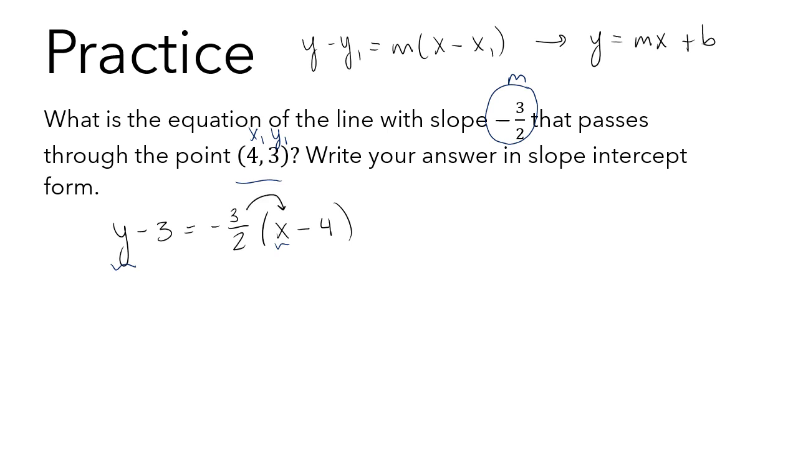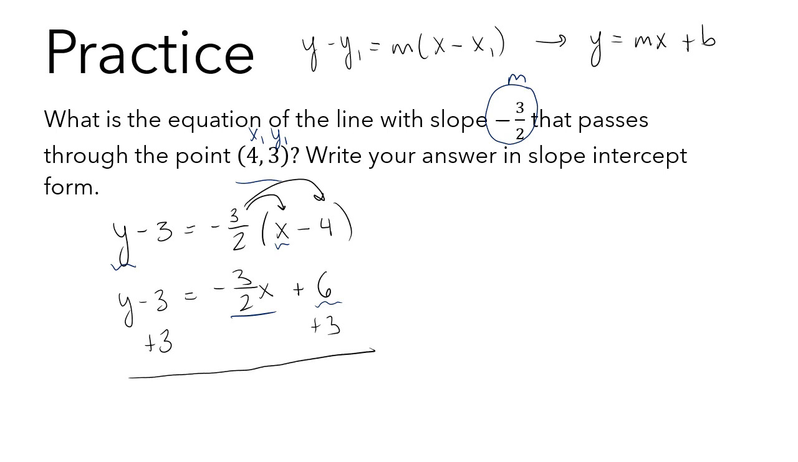Now I'm going to distribute this to both terms. Distribute means to multiply by both of them. On the left I still have y minus 3. Then I'll have negative 3 over 2x. Then negative 3 over 2 times negative 4 is actually positive 6. Lastly, I just need to add 3. I don't add 3 to negative 3 over 2x. I add it to the 6, plus 6, because those are like terms. So we get y equals negative 3 over 2 x plus 9. And that is my final answer.